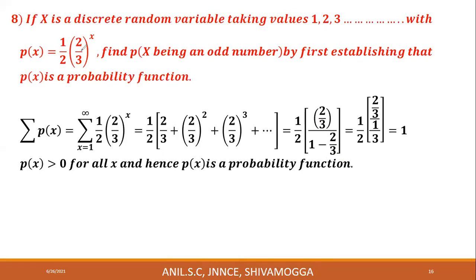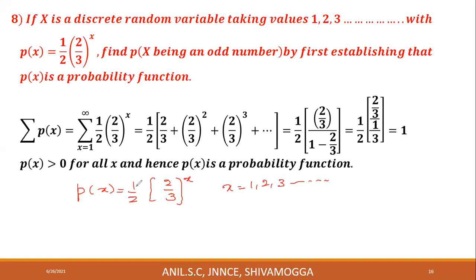How is this p of x defined? P of x is equal to 1 by 2 into 2 by 3 whole power x. X takes values 1, 2, 3, etc.